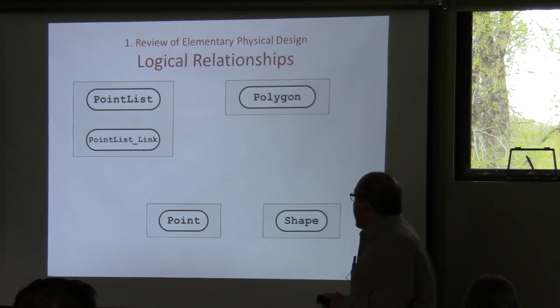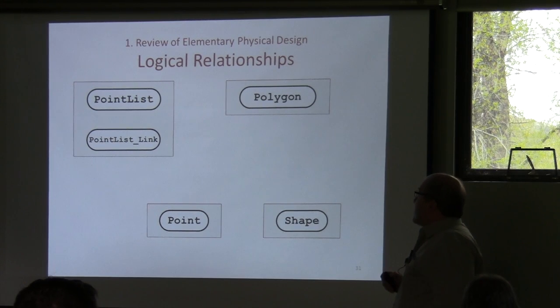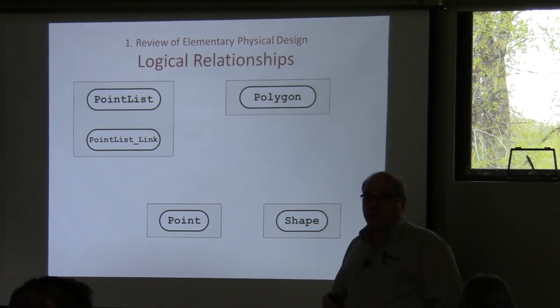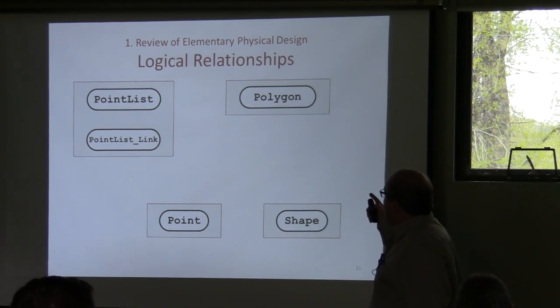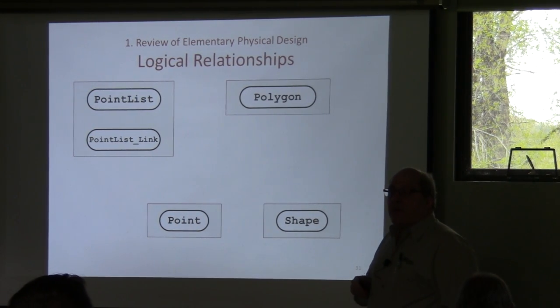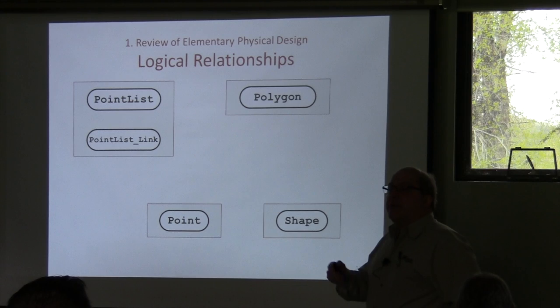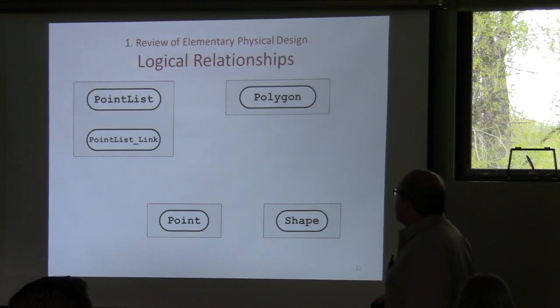Okay? All right. So now we're going to look at logical relationships. And here I have an example that appeals to your intuition more than anything else. We would not normally have what we call value types deriving from abstract interfaces. But in this case, we're going to make an exception for didactic purposes.